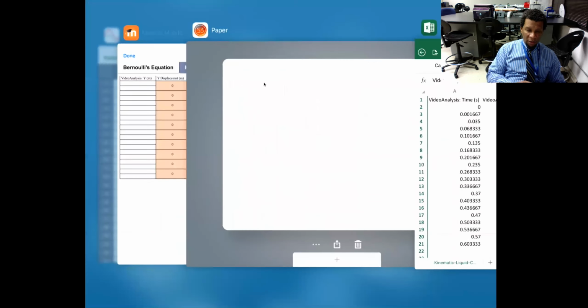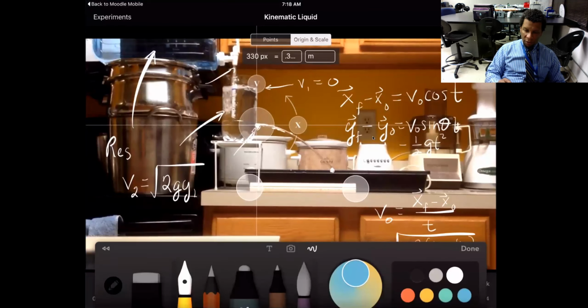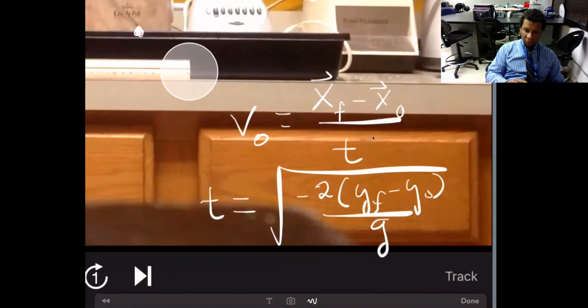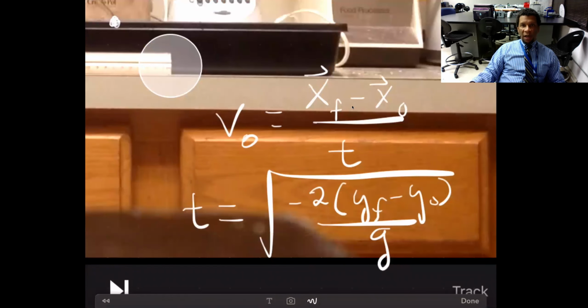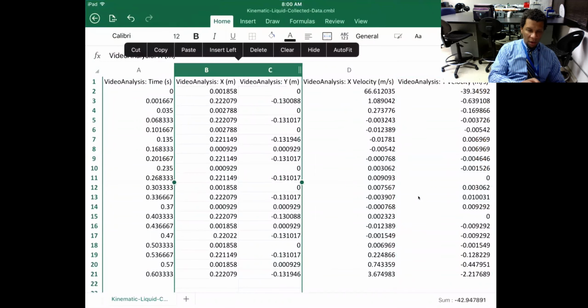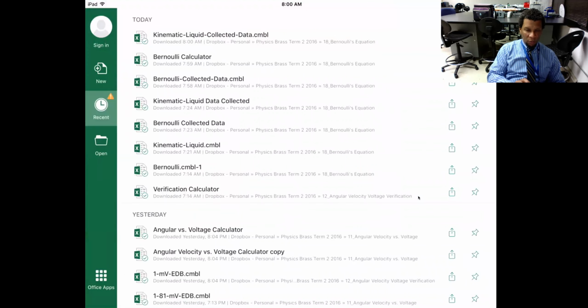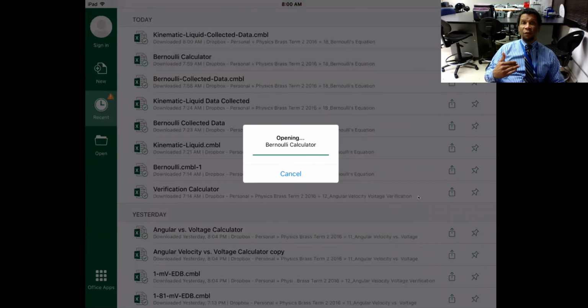If I go back to my theory here, you'll see right down here, we just need X. This is going to help us with the initial velocity, and we need T, but T is dependent on Y. So that's all we need. I'm going to go ahead and select X and Y. I'm going to copy that, and we need to go back to our calculator. And once we go back to our calculator, we're just going to paste that information in.